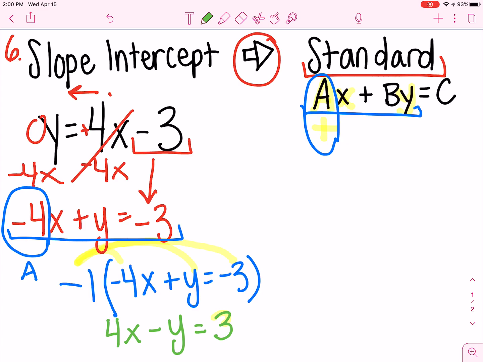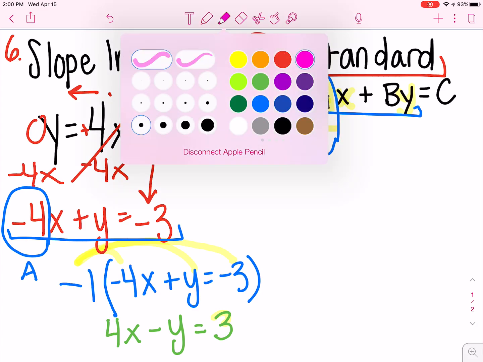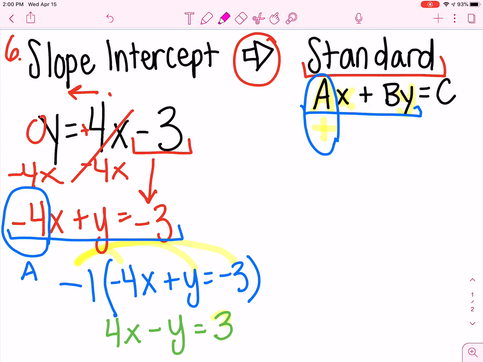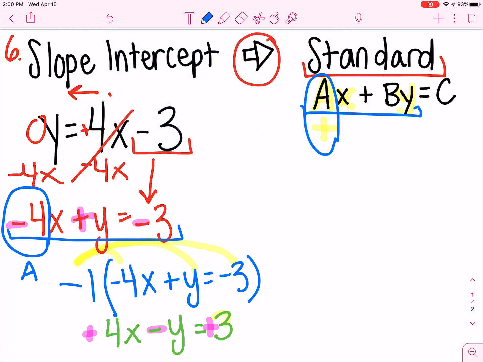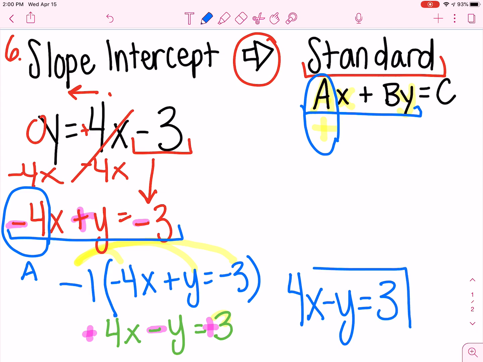So I want you to notice something. I'm going to highlight it in pink. All of our signs changed. Was negative, now it's positive. Was positive, now it's negative. Negative, positive. So all of our signs actually changed. So our final answer, I'll rewrite it here, is 4x minus y equals 3. X and y are on the same side, and the number in front of the x is positive. All done.